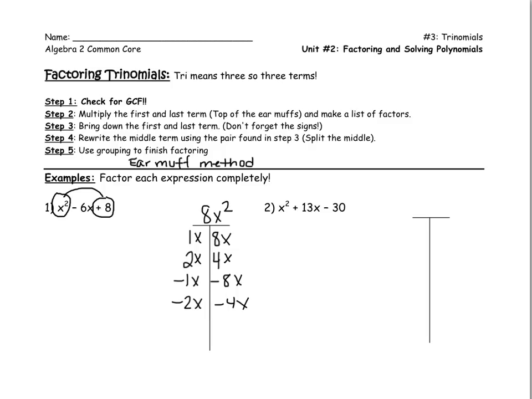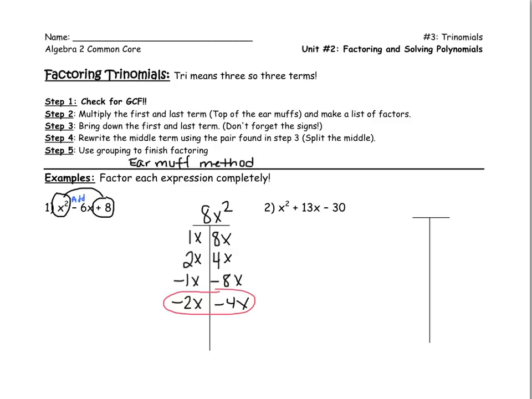Okay, now what we want to do is find a pair of factors on this list that adds to the middle term. So we could put a little add right above the negative 6. We want to find, like I said, again, a pair on this list that adds to a negative 6. Well, 1x and 8x is 9x, 2x and 4x adds to 6x, negative 1x and negative 8x add to a negative 9x, negative 2x and a negative 4x, this one is our winner, negative 6x when you add them.